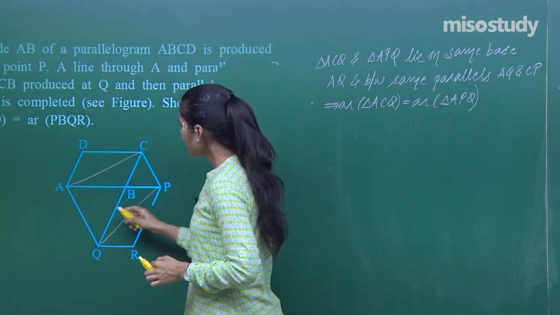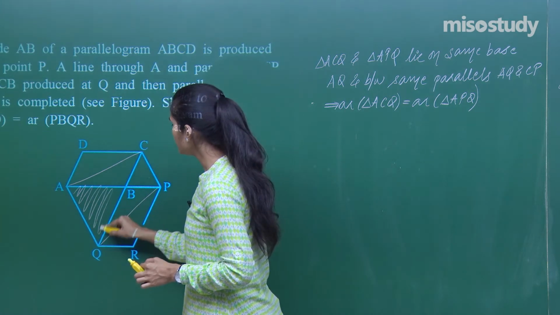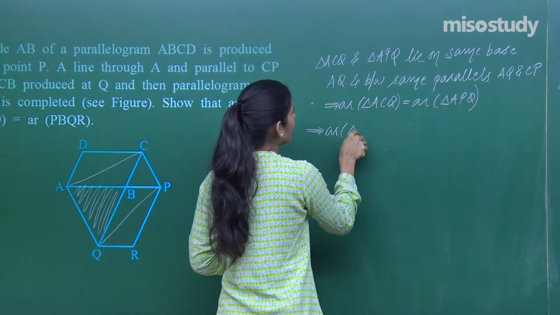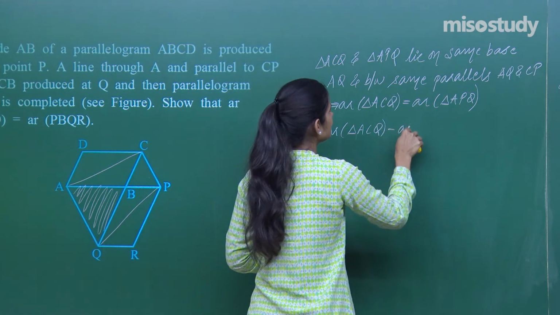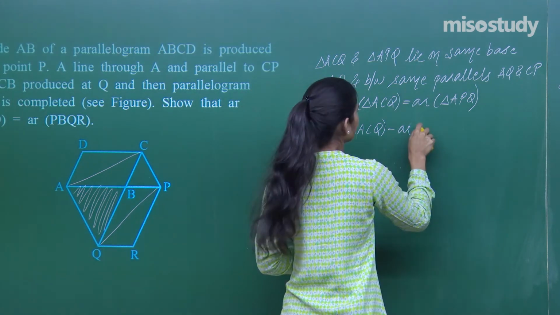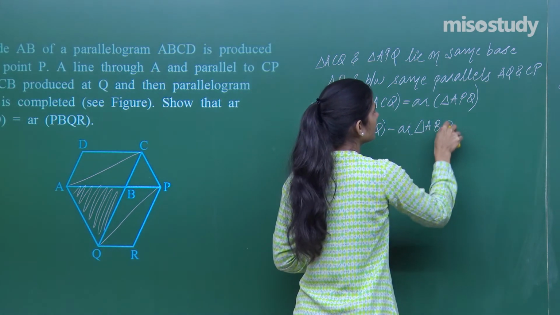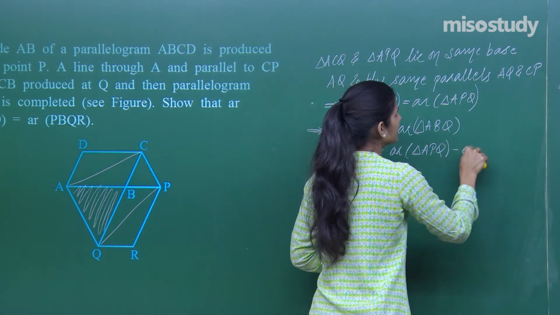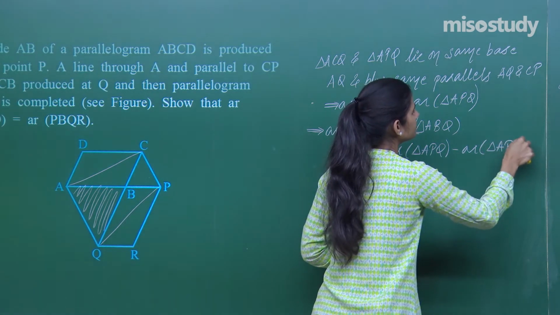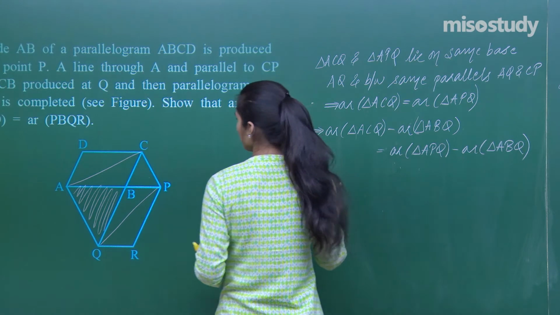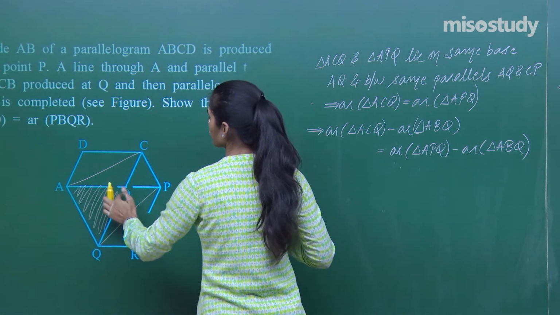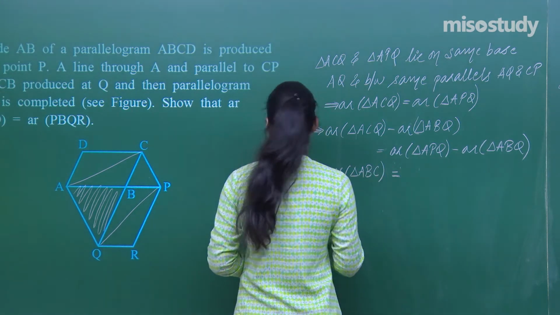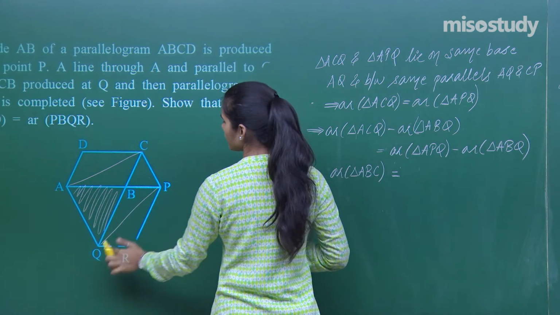From the area of these two triangles, I remove the area of this common region in both the triangles. When I do that, I get area of triangle ACQ minus area of triangle ABQ will also be equal to area of triangle APQ minus area of triangle ABQ. So here you will be left with what? ACQ minus ABQ gives you area of triangle ABC, and APQ minus ABQ gives you area of triangle BPQ.